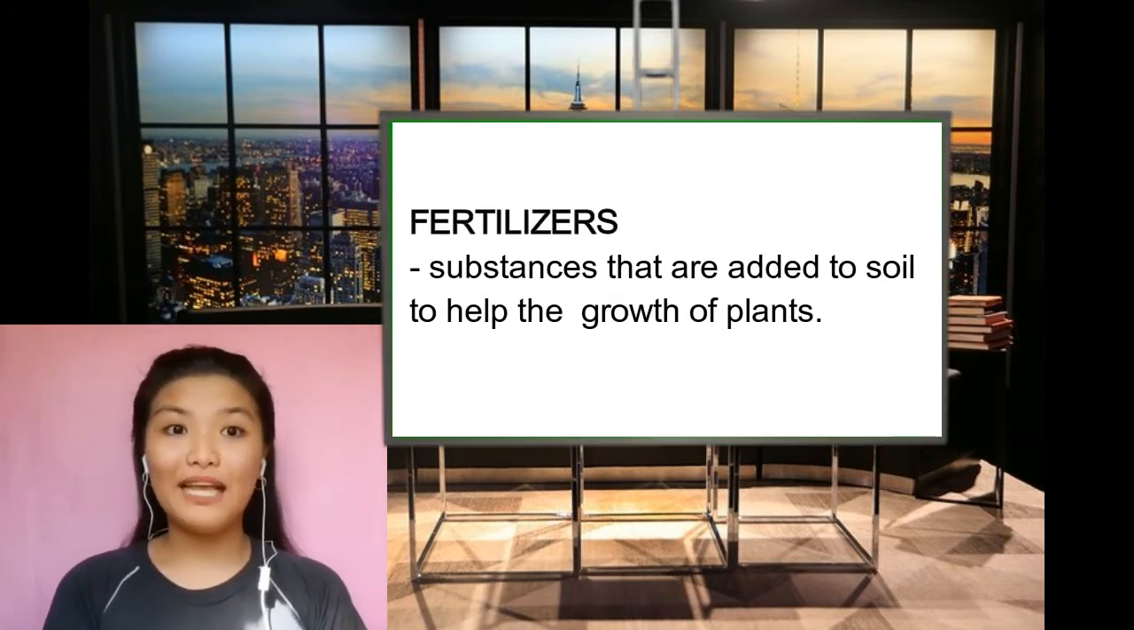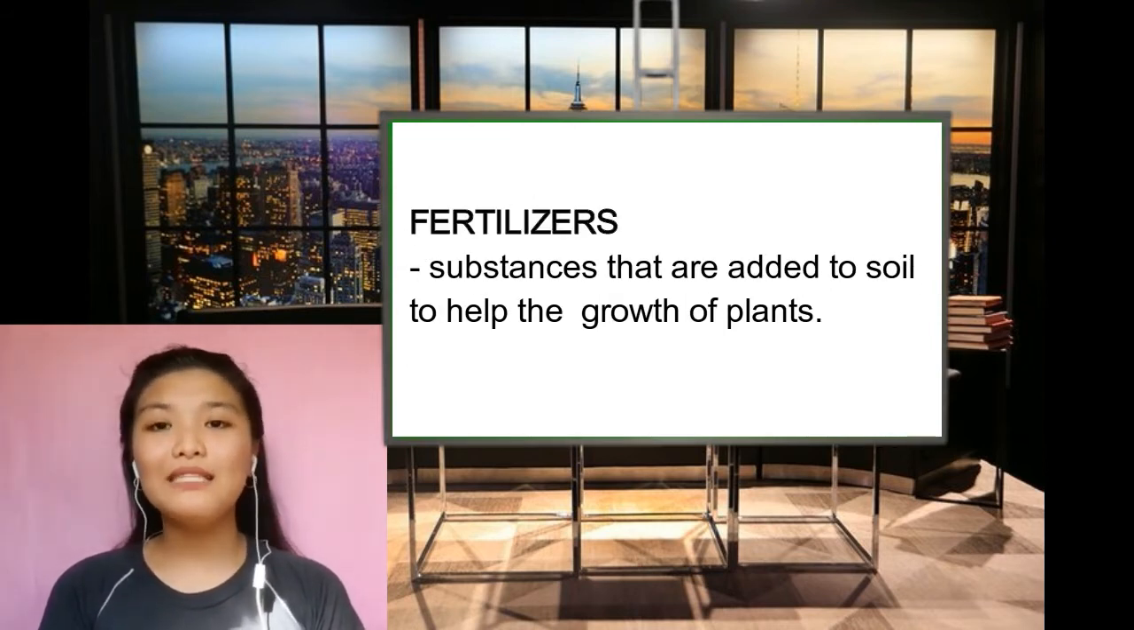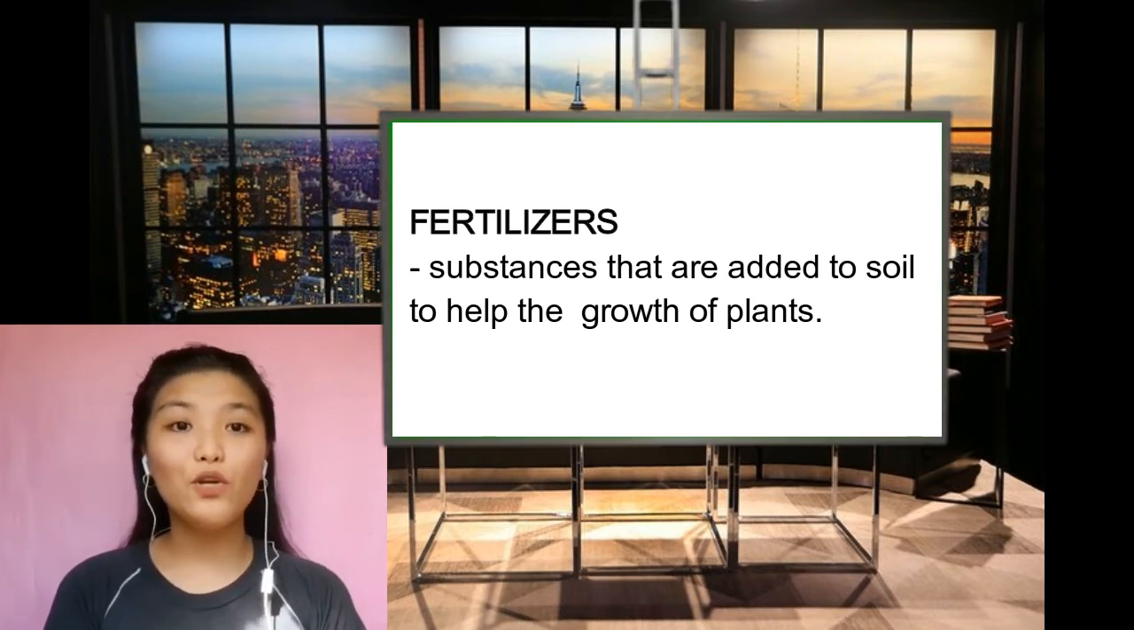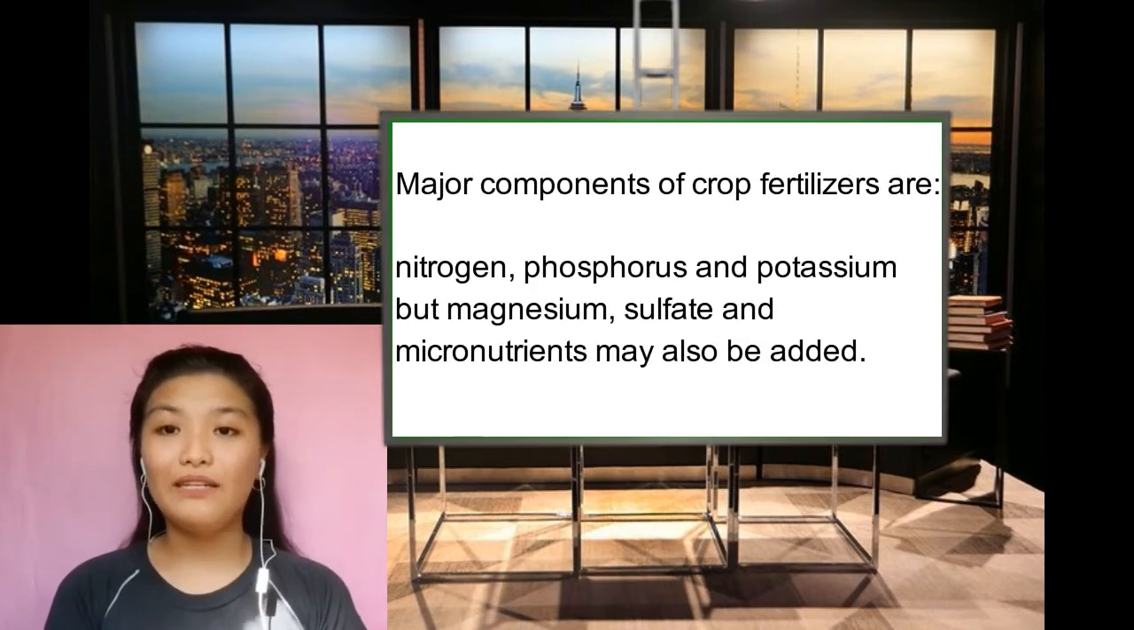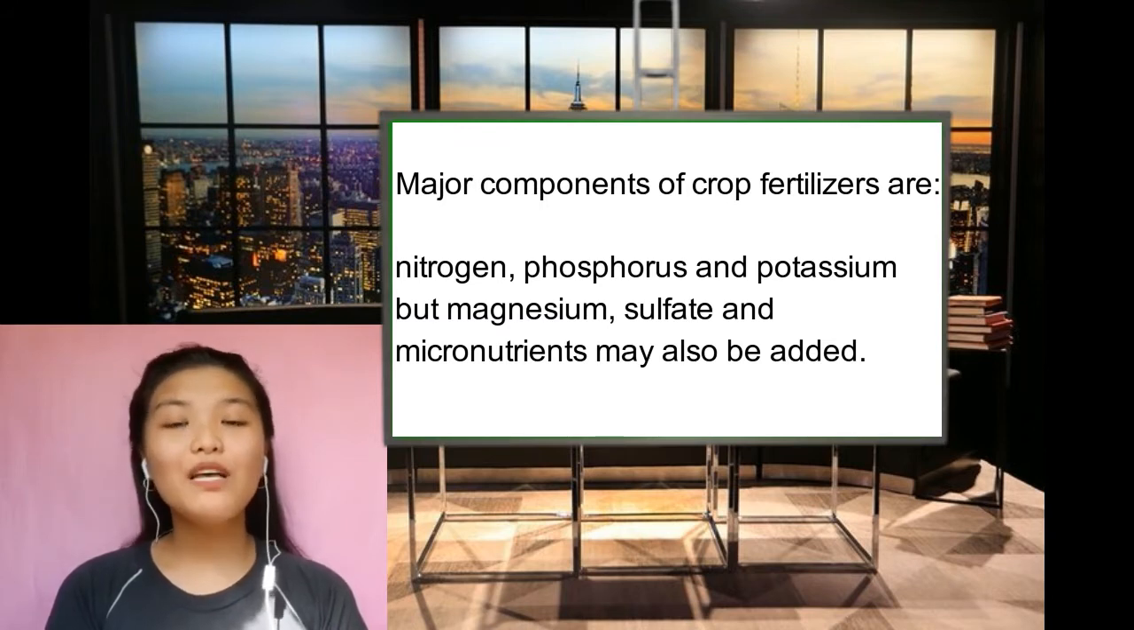The fertilizers. It is a substance that is added to soil to help the growth of plants. We all know what is fertilizer. And the major components of crop fertilizers are nitrogen, phosphorus, and potassium. But magnesium, sulfate, and micronutrients may also be added.